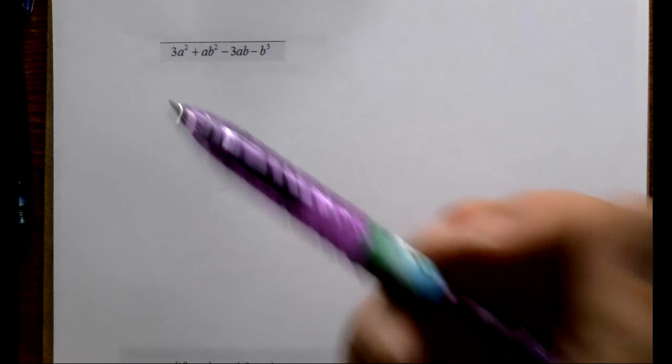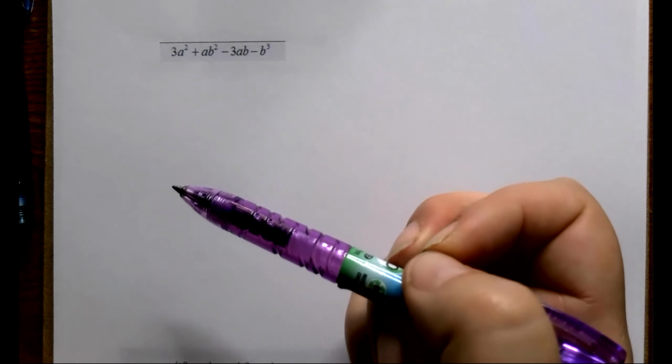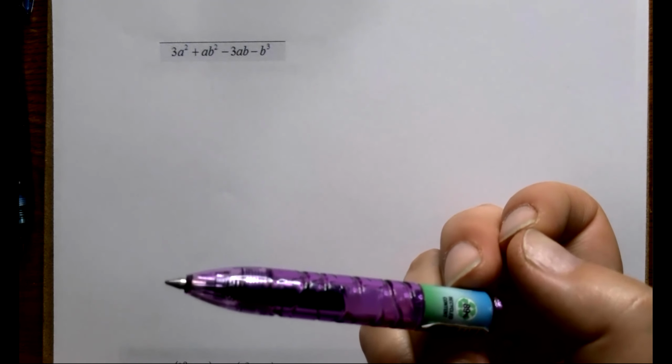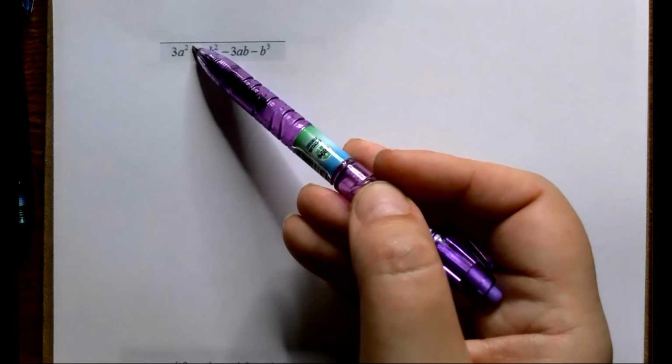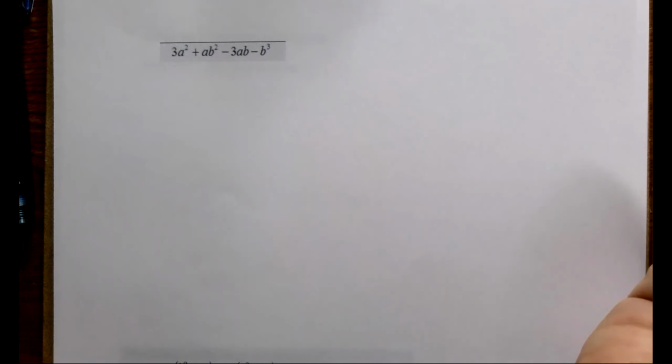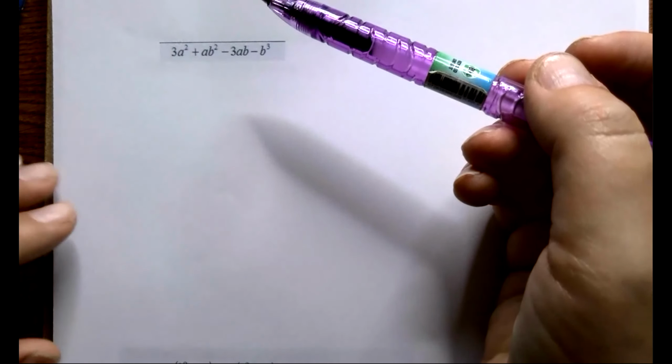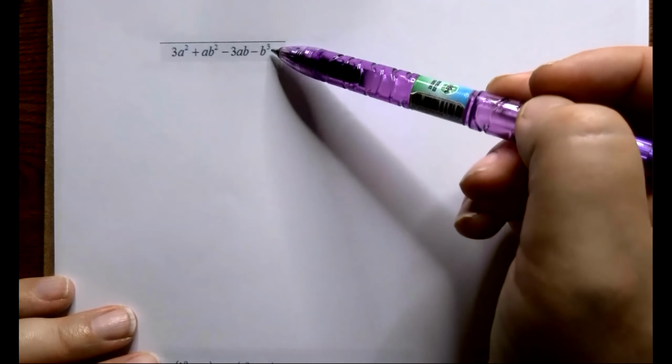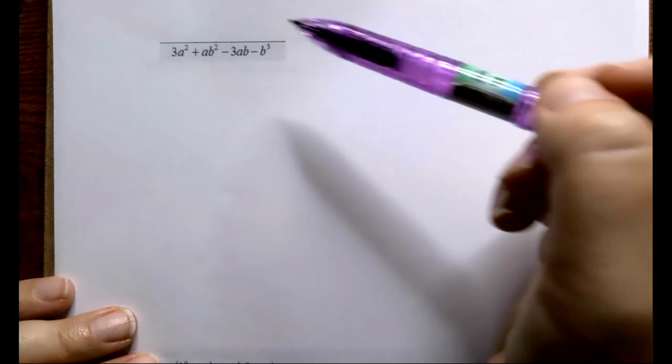Then comes the time to factor by grouping. And what that means is that you're going to group the terms that have something in common together in groups of 2. So you're going to match them up. And if you look at 3a squared and b cubed, they don't have anything in common, right? So you would not group 3a squared with b cubed.